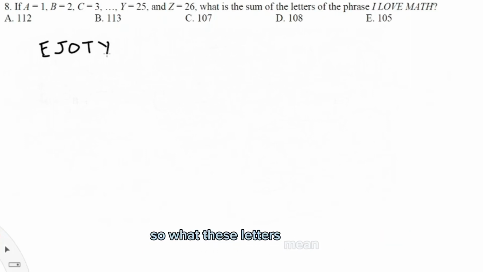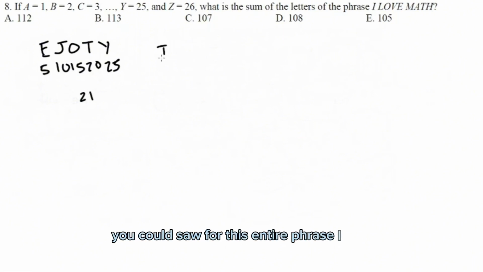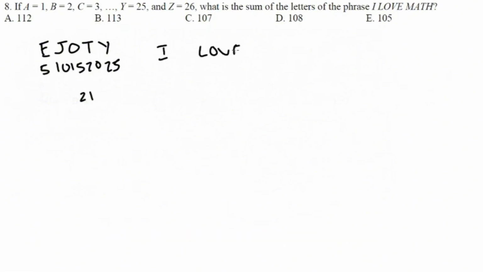So what these letters mean is, these are the 5th, 10th, 15th, 20th, and 25th letters of the alphabet. So you have 5, 10, 15, 20, and 25. So using this, you can go back 1, 2, 3, or forward 1, 2, 3, to find the letter that you're looking for. So for example, if I'm looking for U, I can go forward 1 from T, which would be 21. So using this, you could solve for this entire phrase, I love math. So let's do that.